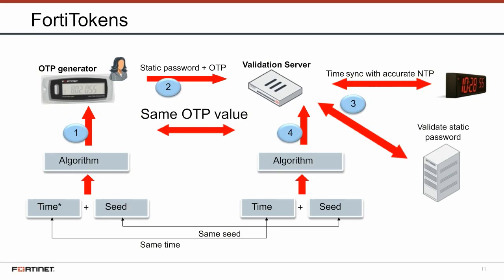When using two-factor authentication using a token, the user must first log in with a static password, followed by the passcode generated by the token. A validation server, FortiGate, receives the user's credentials and validates the static password first. The validation server then proceeds to validate the passcode. It does so by regenerating the same passcode using the seed and system time, which is synchronized with the one on the token, and comparing it with the one received from the user. If the static password is valid and the OTP matches, the user is successfully authenticated.